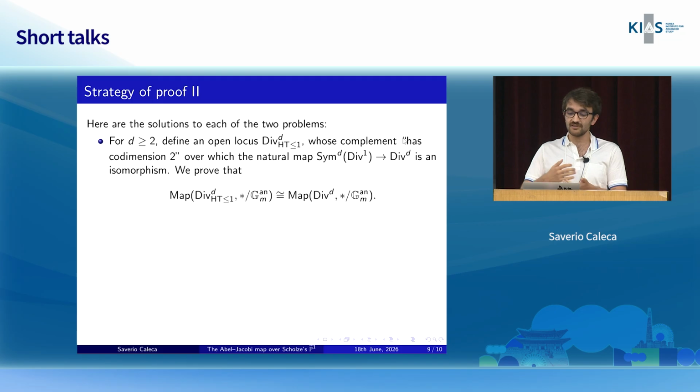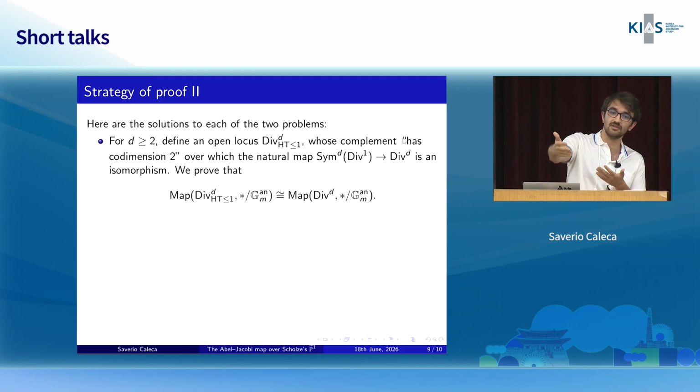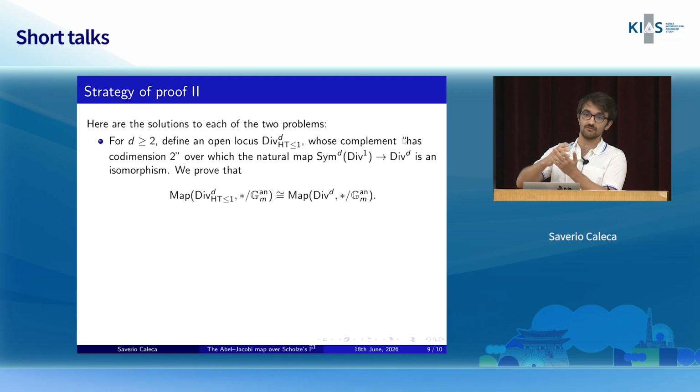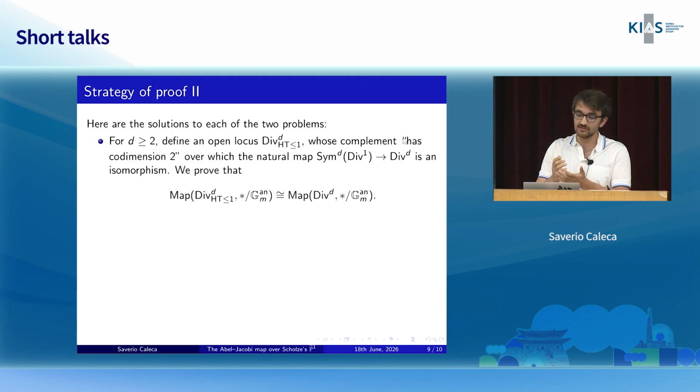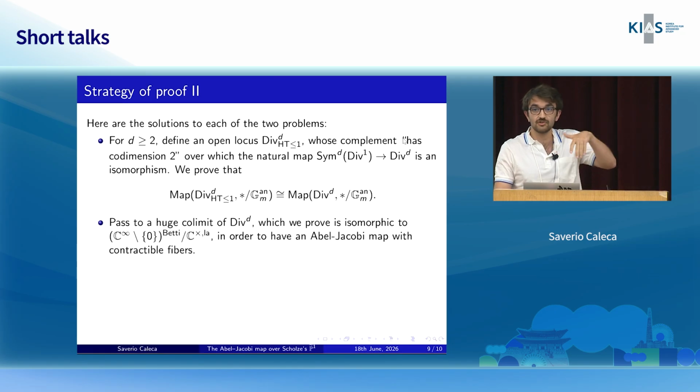So over this locus, the multiplication map from the d-th symmetric power of Div^1 to Div^d is actually an isomorphism, and we have the following equivalence of mapping anima, which just says that we can extend line bundles uniquely. And this is because, again, intuitively this has a complement which is closed of codimension 2.